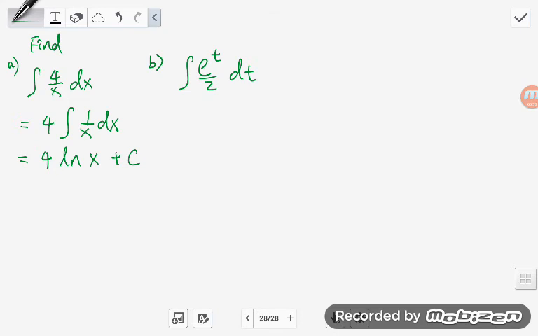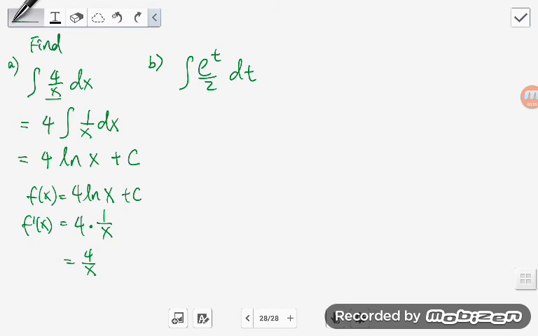Let's say f(x) = 4 ln x plus c. So f prime of x will be 4 multiplied by the derivative of ln x, which is 1 over x, and then if I differentiate a constant, it becomes 0. So I'll get 4 over x, which is good. It matches what I have there.